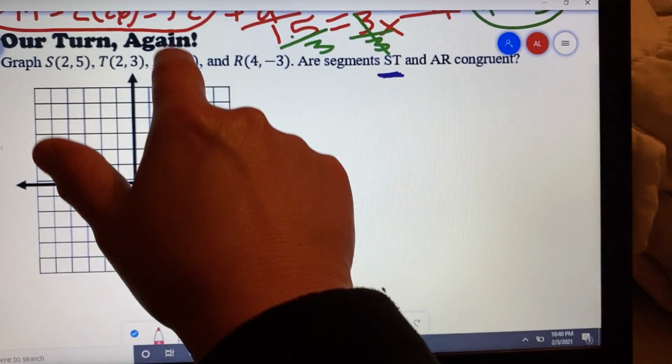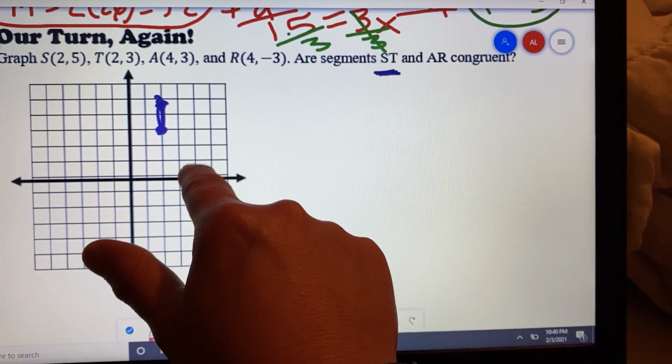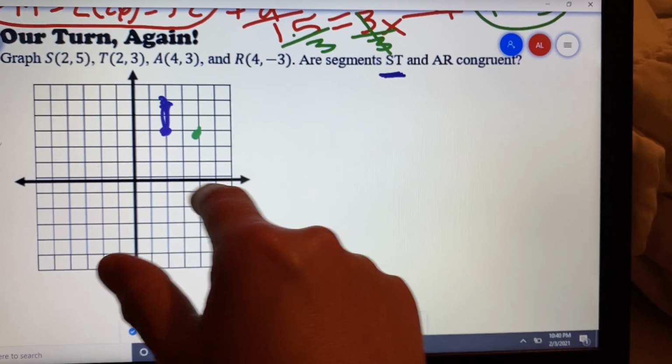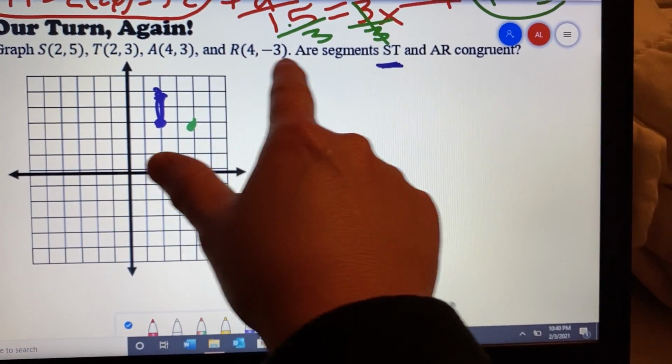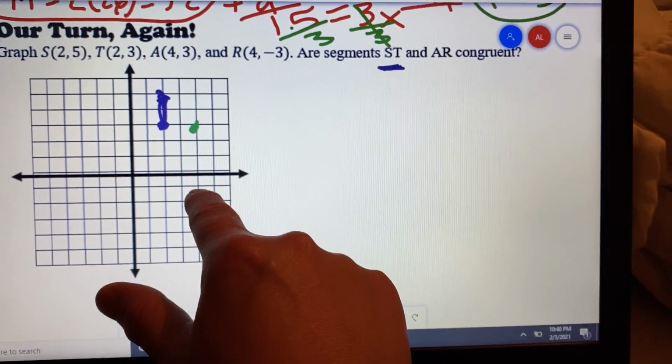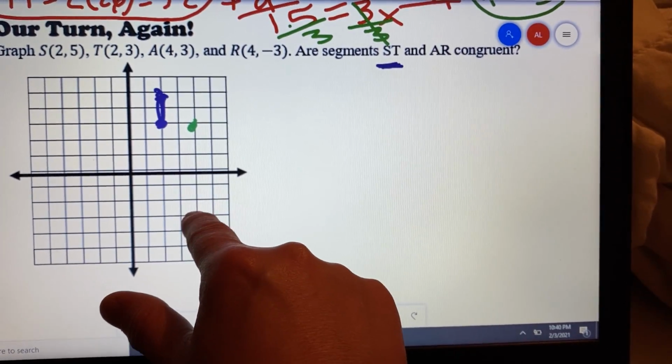And then it says A is at over 4, up 3. And R is at 4, negative 3. So 4 to the right, down 3. 1, 2, 3.